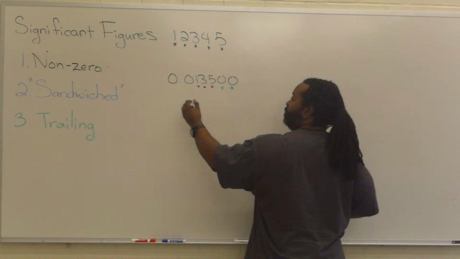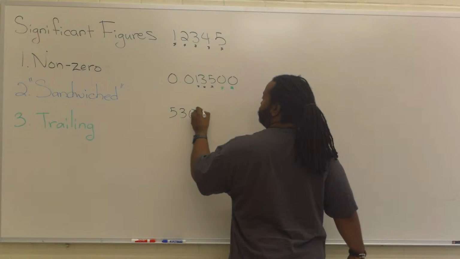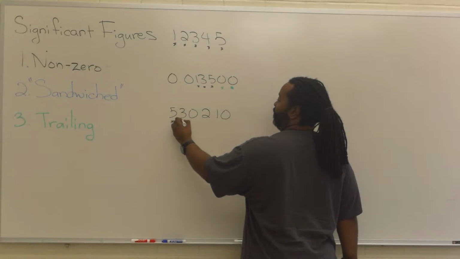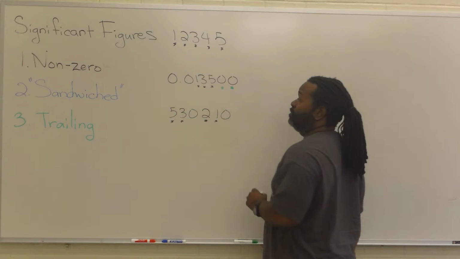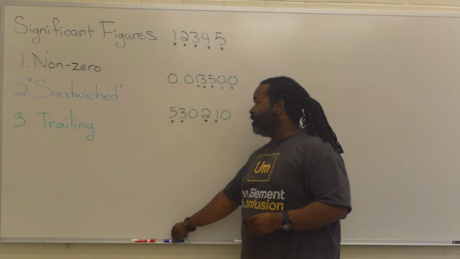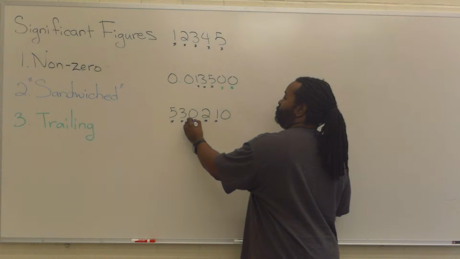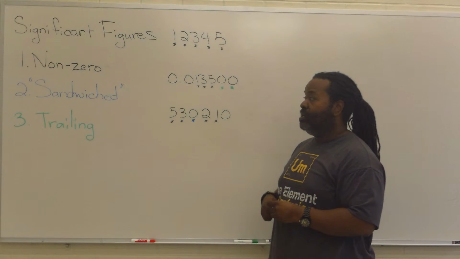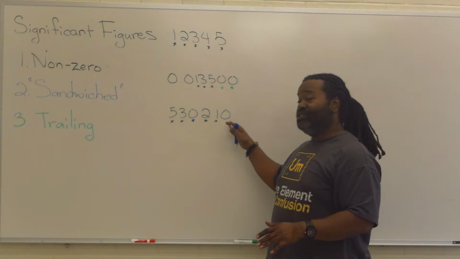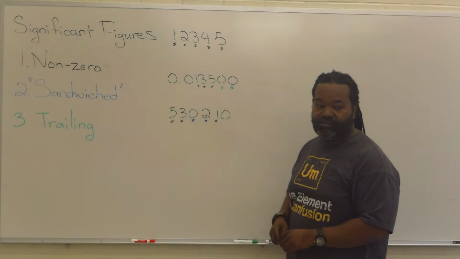Next, let's write 5, 3, 0, 2, 1, 0. In this case, the 5, the 3, the 2, and the 1 are all significant by rule 1. They're not zeros. We have a single zero that is sandwiched between sig figs, so by rule 2, that counts. And while we have a trailing zero, we do not have a decimal. So this last one does not count as a sig fig. So we have 1, 2, 3, 4, 5 sig figs.